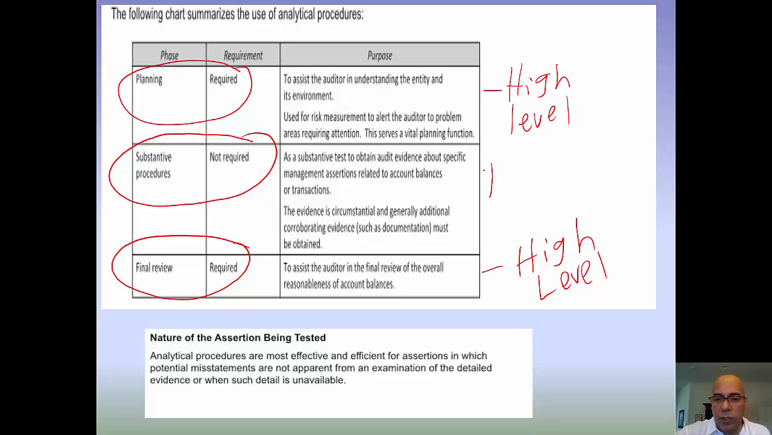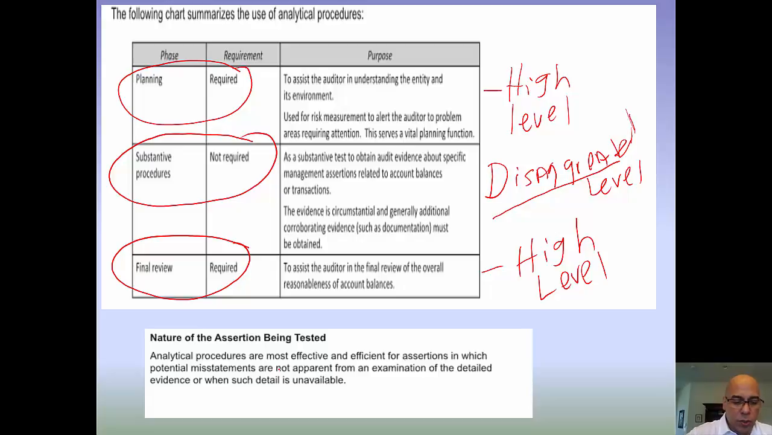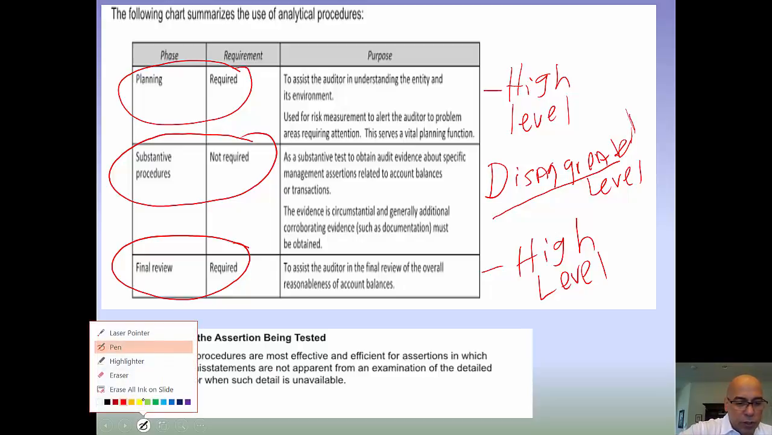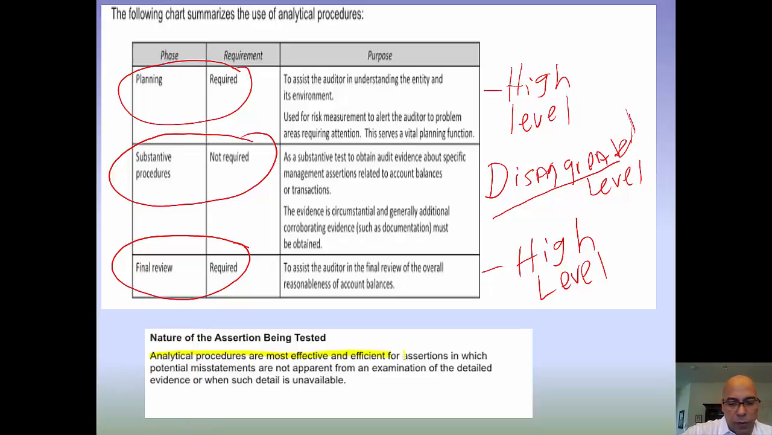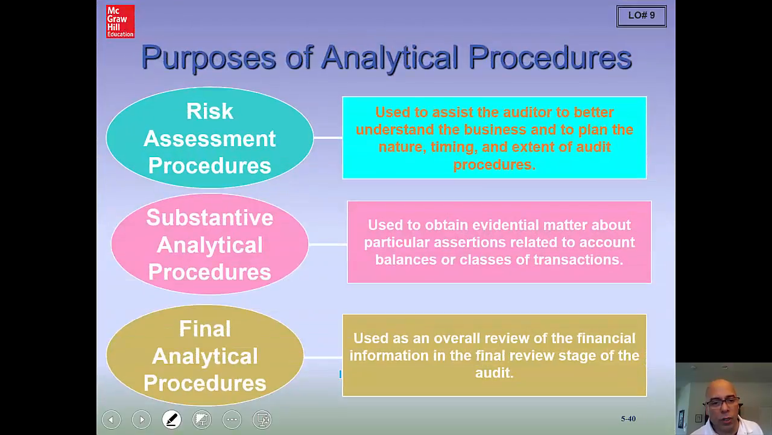Okay, and so when we use our analytical procedure as a substantive test, we tend to do that at a disaggregated level, level of detail. Okay, so you can see down here we're going to use our analytical procedure as a substantive test when we start falling into these situations where we feel that there is not going to be misstatement from an examination of the detail, or where the detail is not available. Okay, and so let's take a look at more information on analytical procedures.